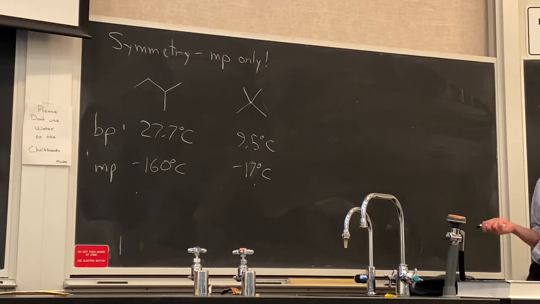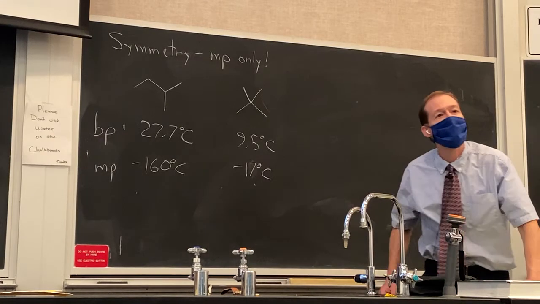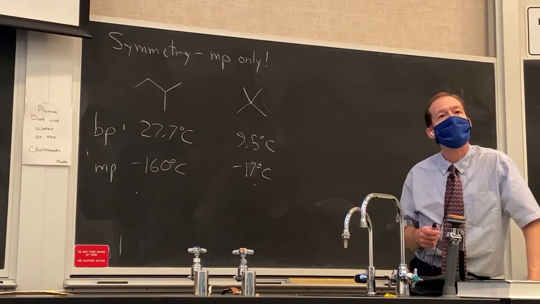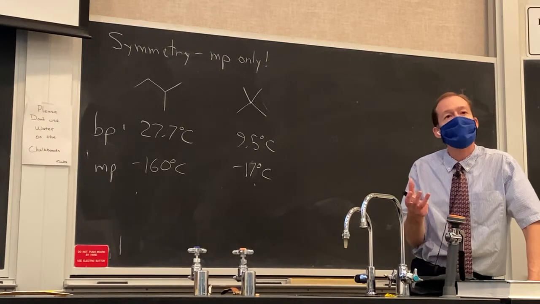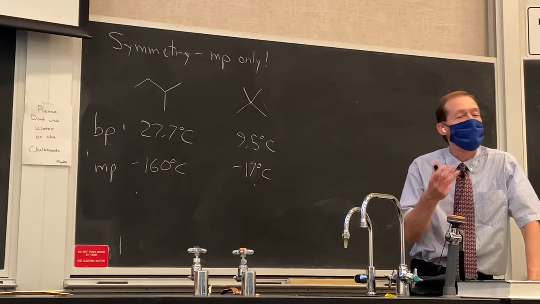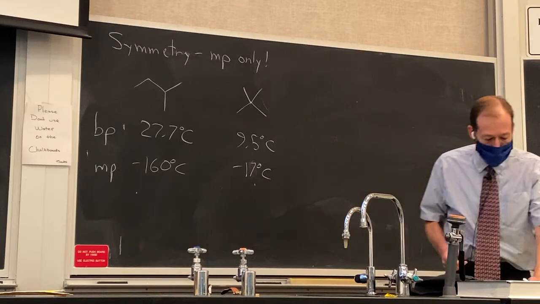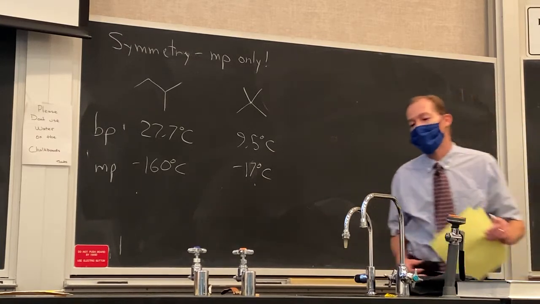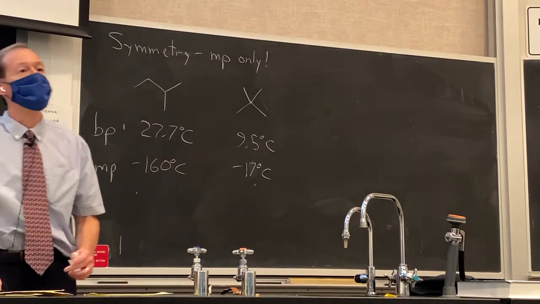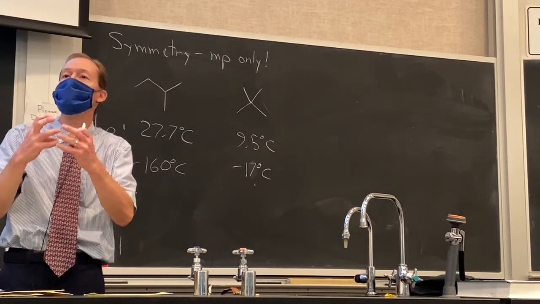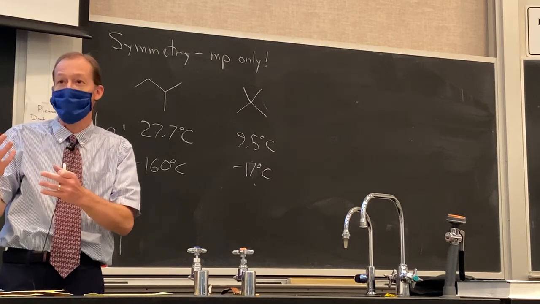Why do you think symmetry gives this compound a higher melting point than this one? Yes, please. Okay, so you're going to have a very rigid structure. Usually solids are in crystals. And in a crystal, you're going to have your atoms packed very tightly. And a symmetrical molecule is going to be able to pack more tightly than an unsymmetrical molecule.